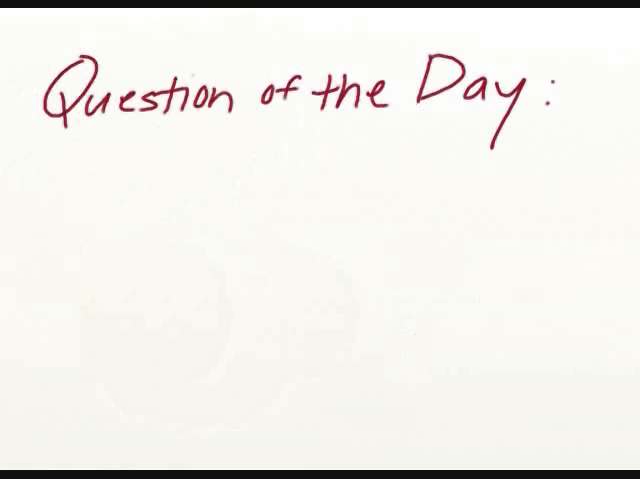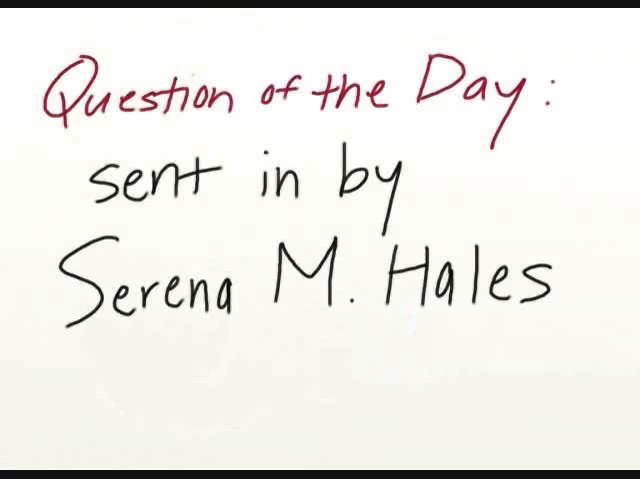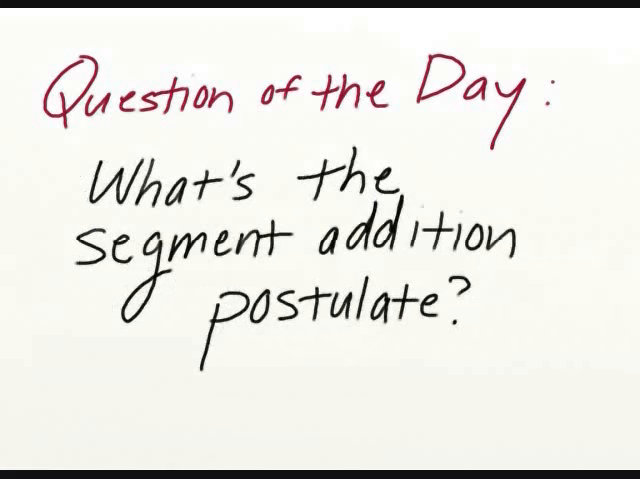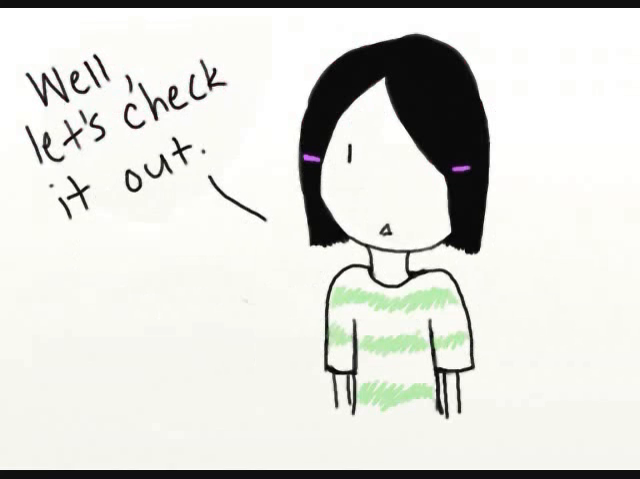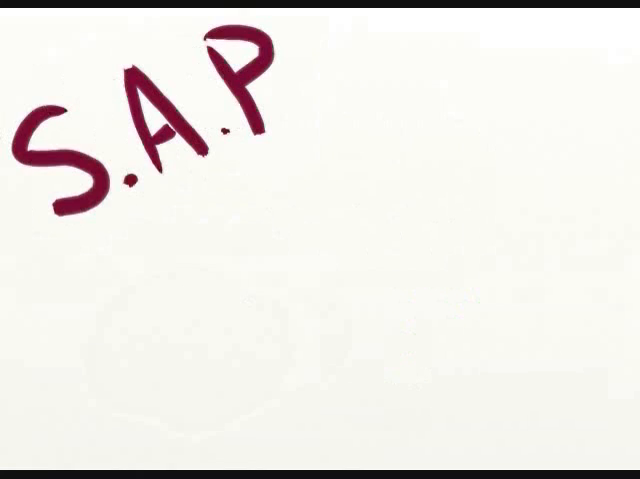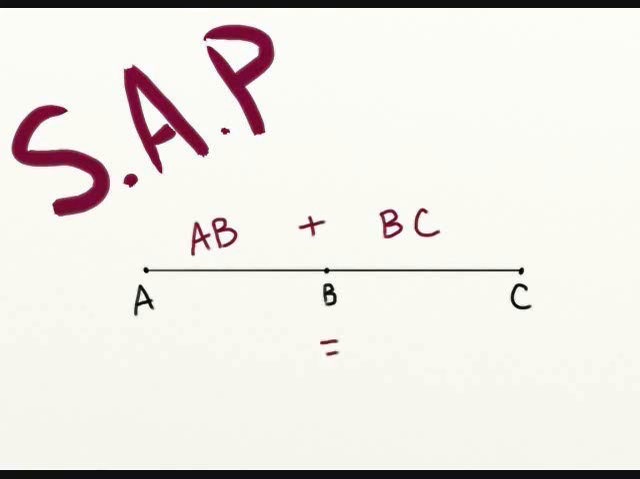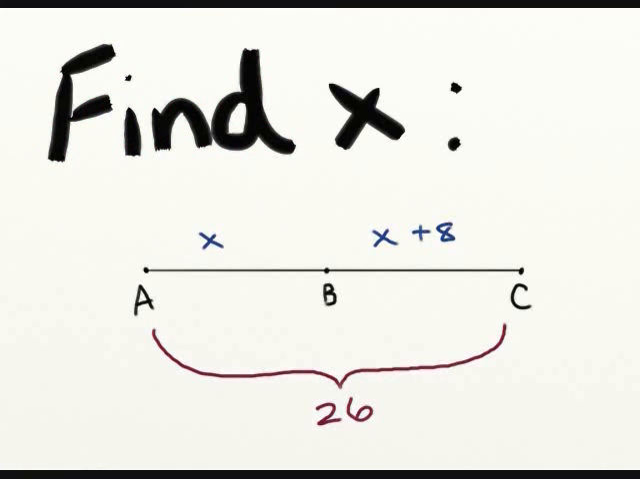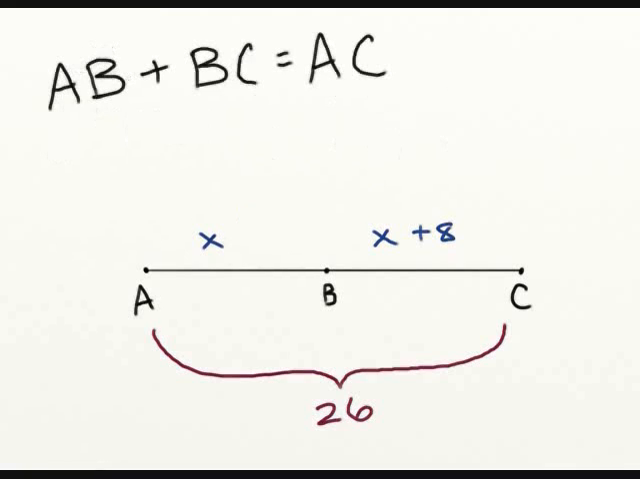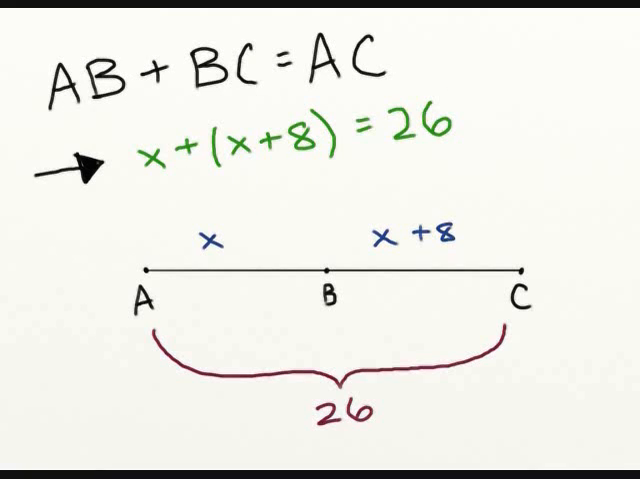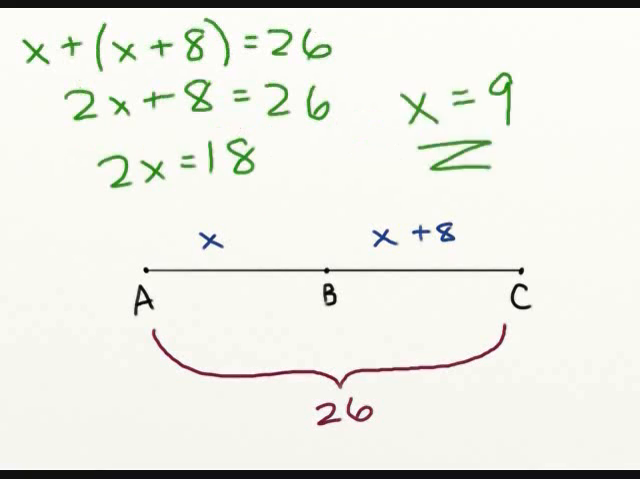It's time for the question of the day, sent in by a person I don't know. What's the segment addition postulate? Let's check it out. The segment addition postulate states that if AC is a line segment and B is between points A and C, AB plus BC equals AC. We can use this postulate to find x. Just plug the numbers into the equation and use algebra to solve. In this problem, x equals 9.